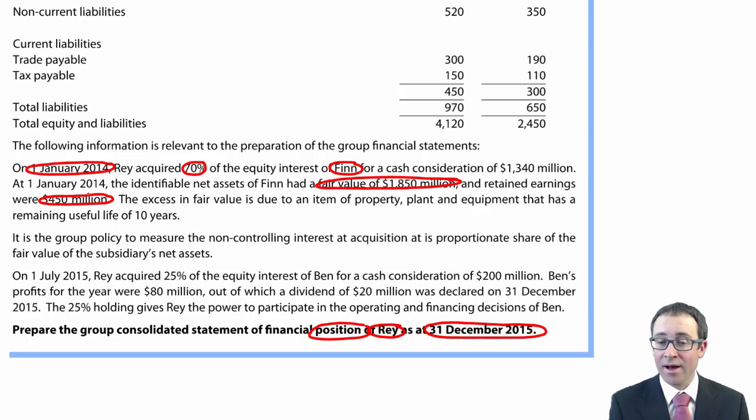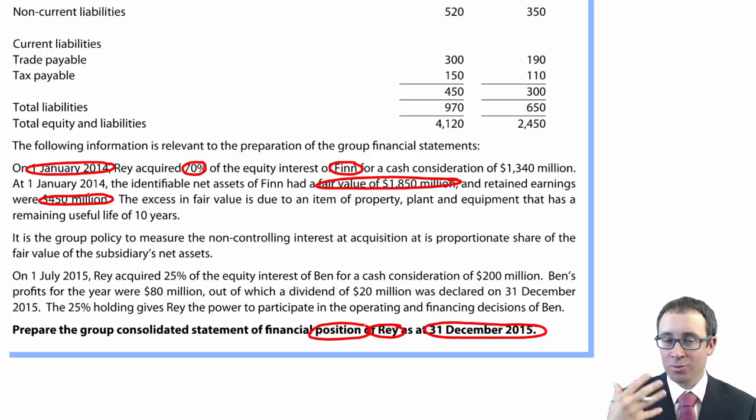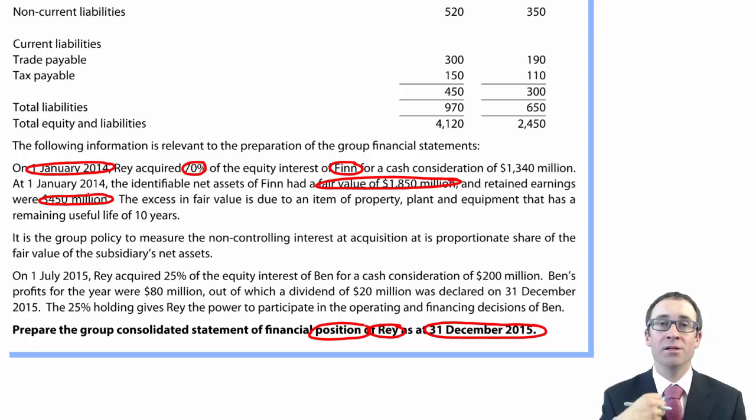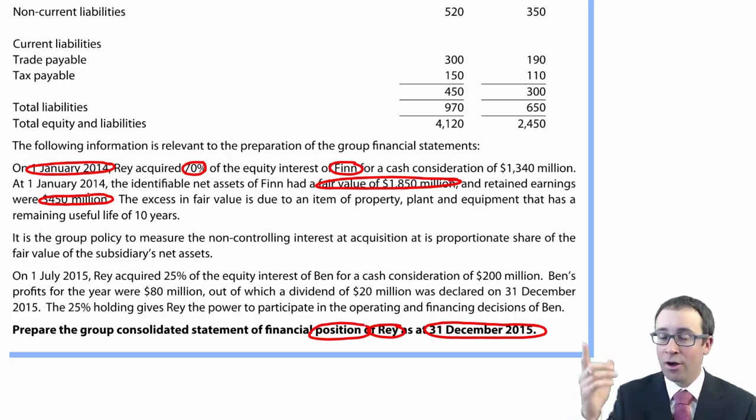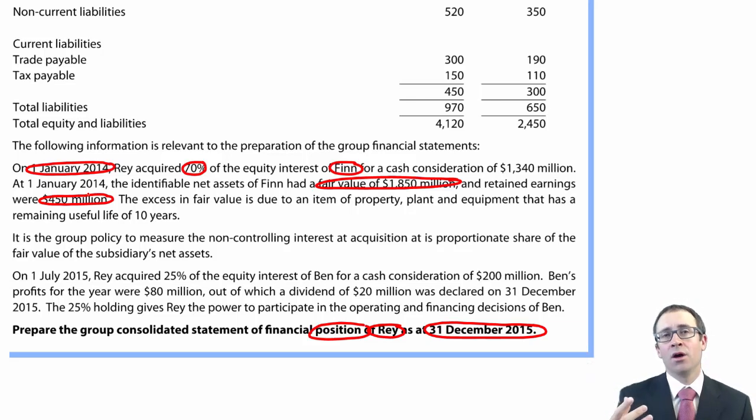It says the excess in fair value is due to an item of property, plant and equipment that has a remaining life of 10 years. So it doesn't tell us what the fair value adjustment is. It tells us that any fair value adjustment there is relates to PPE, and that it has a 10-year life. So whatever the fair value adjustment is, it will need to be depreciated over 10 years. It's just a bit different because we're not given that fair value adjustment. But if we're given the fair value of the net assets, we can work out what the book value is and then compare it to the fair value. The difference will be the fair value adjustment for PPE.